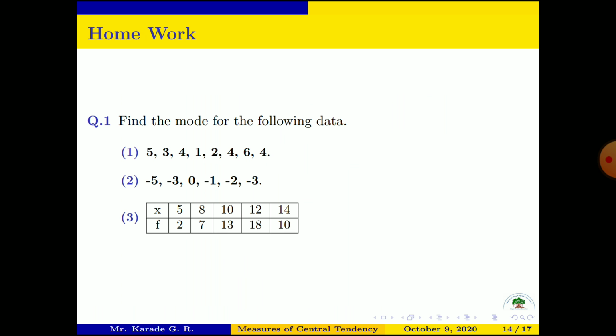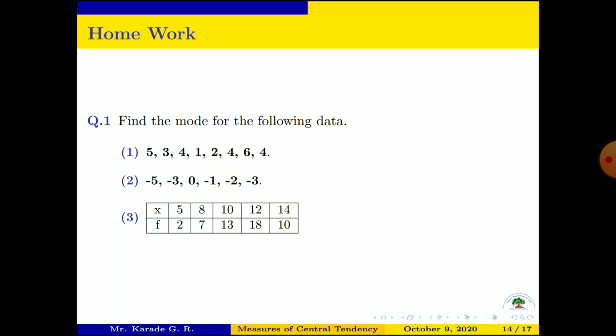Now let us give you some homework. At your home, you solve the problems based on mode. Our first question is, find the mode for the following data. The data is given. The first data is 5, 3, 4, 1, 2, 4, 6, 4. So this is our first data.